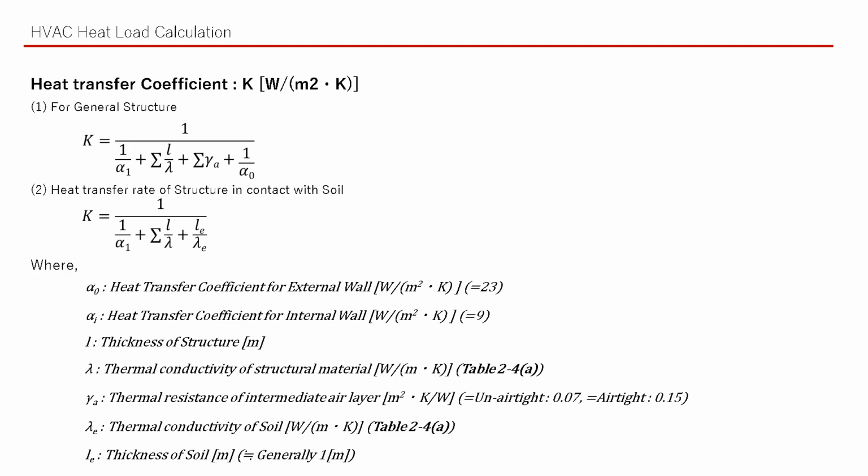The heat transfer coefficient is to be calculated from this formula. It means how much heat can pass through each wall or roof. Therefore, it is necessary to calculate all the types of external walls and roofs with different specifications.